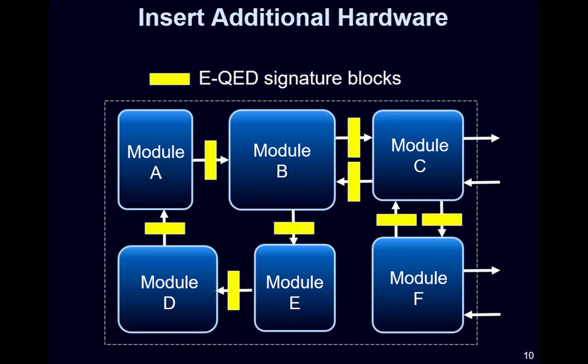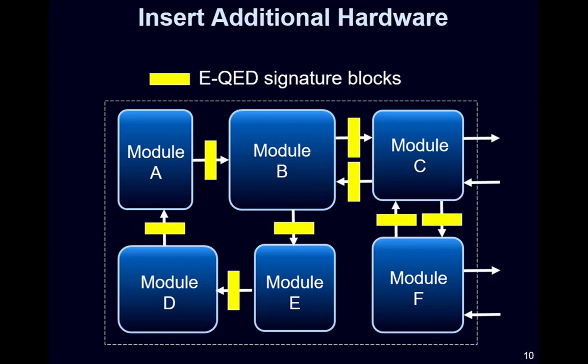Now, once you've actually broken the design up, you also have to monitor the internal inputs and outputs between all the blocks. Because as we were discussing earlier, what we want to be able to do when we analyze these modules separately is look at their inputs, look at their outputs, and try to resolve inconsistencies with the design to localize the bug. So we need to insert these E-QED signature blocks at the interfaces between the actual modules.